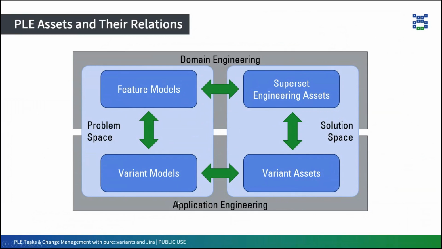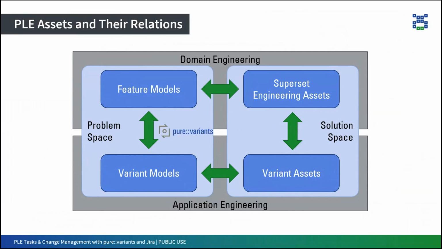In application engineering, you focus on specific variants. You create variant models that contain the features you earlier defined in the feature models. You can directly make feature configurations in these variant models. Then you can derive the variant-specific assets out of the superset assets based on the feature configuration.